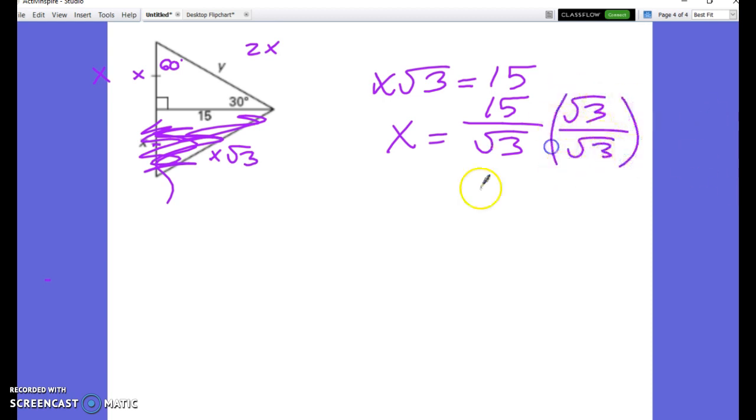So I'm going to get 15 root 3 over, now I'm going to do a little shortcut here, hopefully you're cool with me. This gives me the square root of 9, which is 3. So this becomes 3. What's 15 divided by 3? 5.